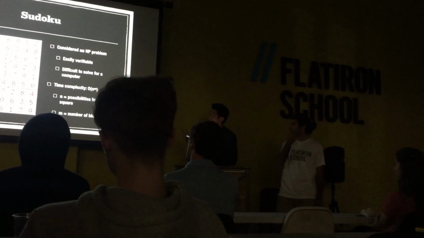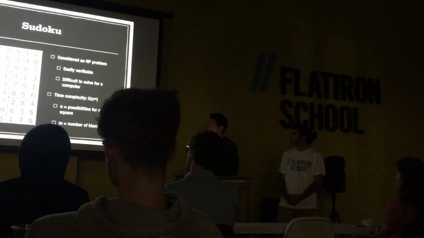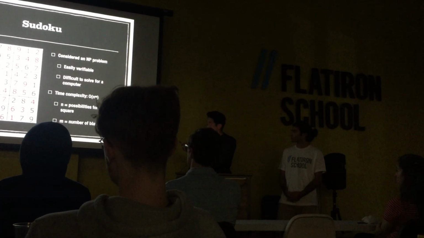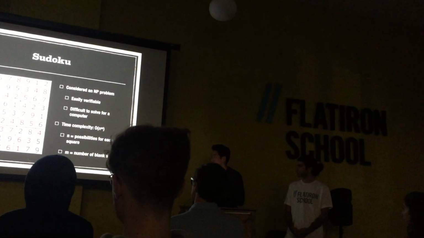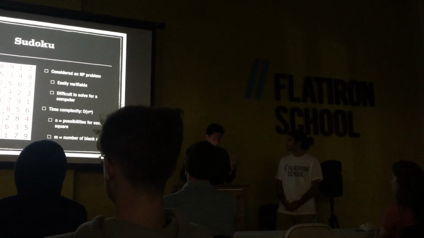So the time complexity here is n to the n. So n is the possibilities for each square. That would be 1 to 9. And then n would be however many blank spaces you give it. And to show you why this grows at such a fast rate, I'm going to hand over.